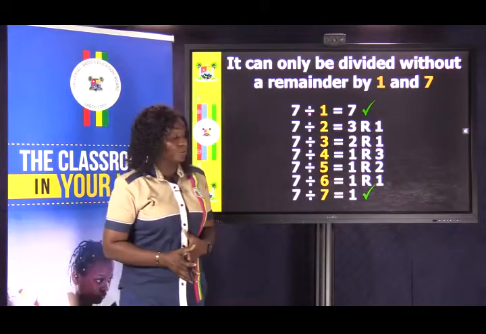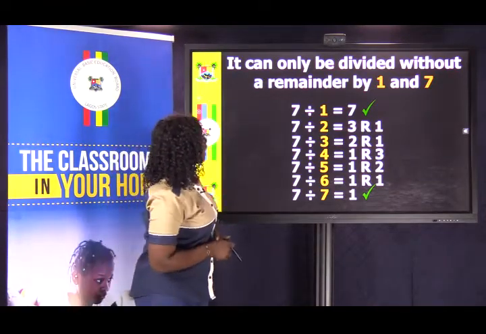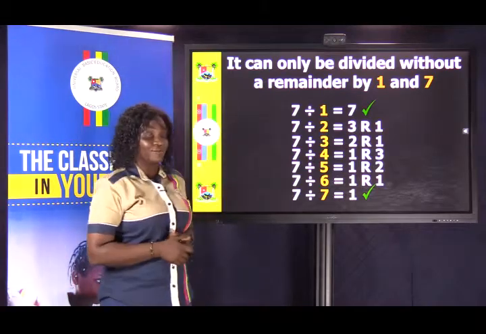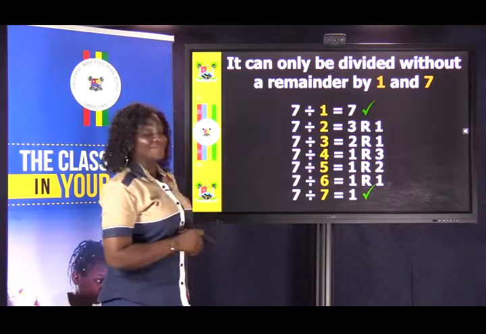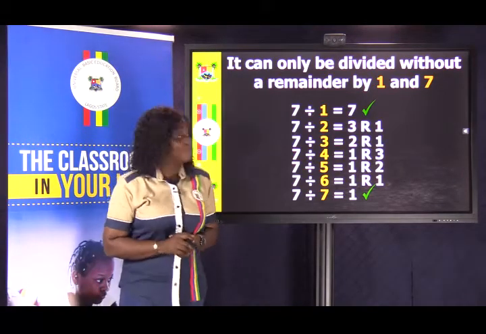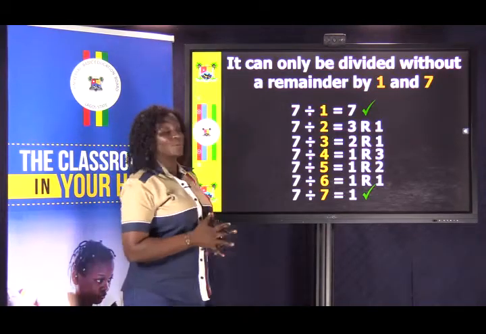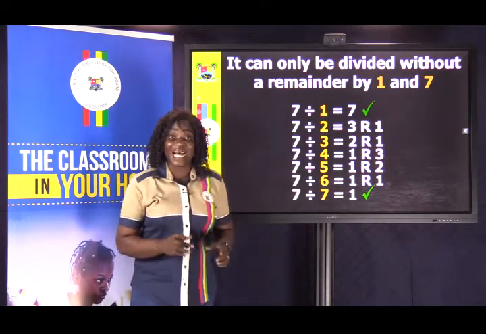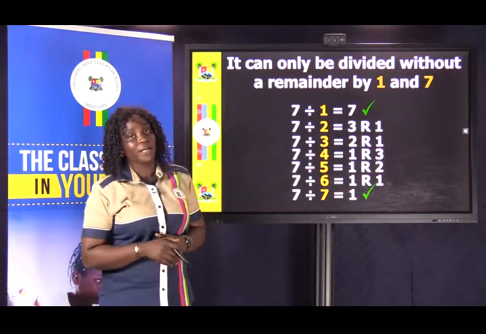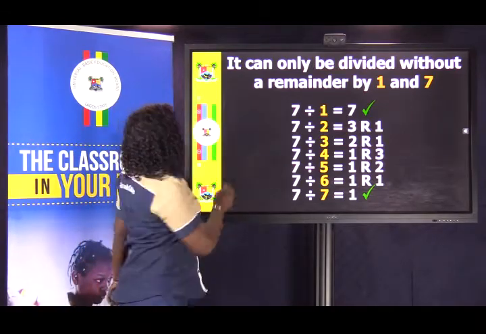What did we do now? I showed you how we can divide 7 by numbers 1 to 7. And from here, we can see that the only numbers that divided 7 without a remainder are 1 and 7. So prime numbers are numbers that can only be divided by 1 and itself. Are we together? Say, together we are.